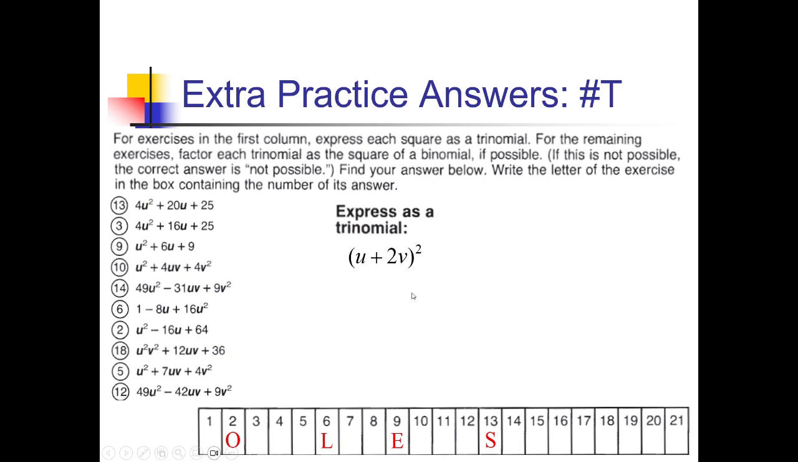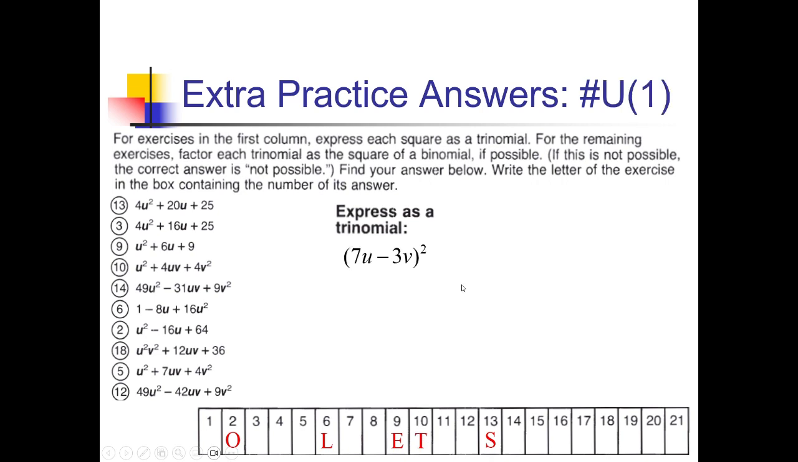On problem T, and there's only one problem T on this whole handout here, we've got u plus 2v squared. So the first thing squared is u squared. Multiplying these together is going to be 2uv, and then double that is plus 4uv for the middle term. And then 2v squared, that's going to be a 4 and a v squared that I'm adding in there. And I've got that right here, number 10, so that's going to be a T for 10.